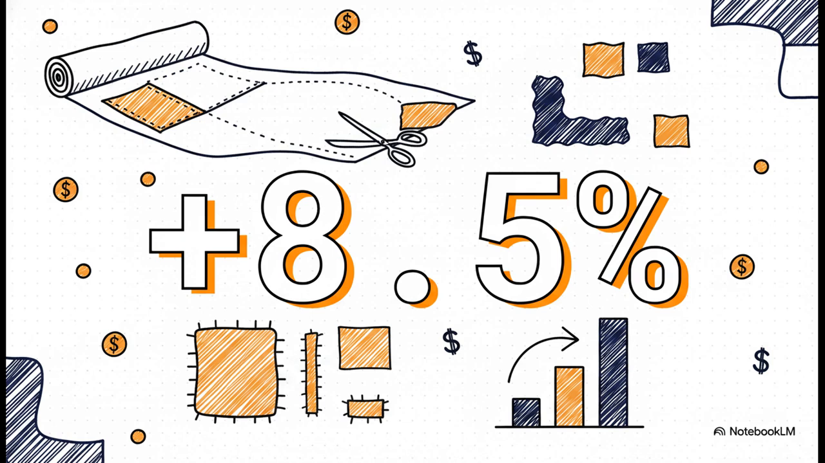Going back to our very first principle, remember? Fabric is 45 to 60% of your total garment cost. Saving 8.5% of your raw material across an entire massive production run, that translates to absolutely massive financial savings. The technology practically pays for itself by finding those tiny gaps the human eye just misses.